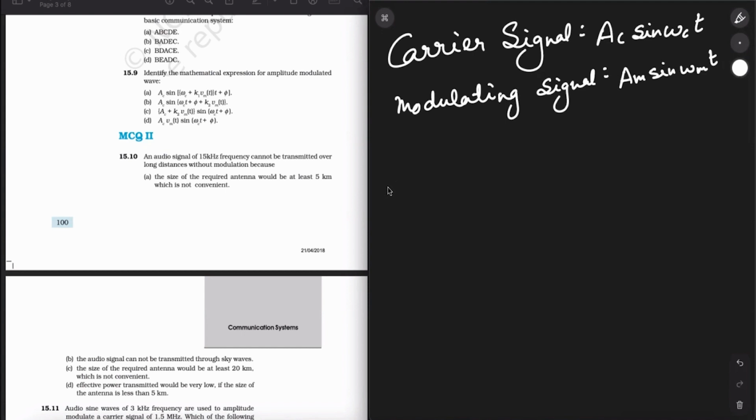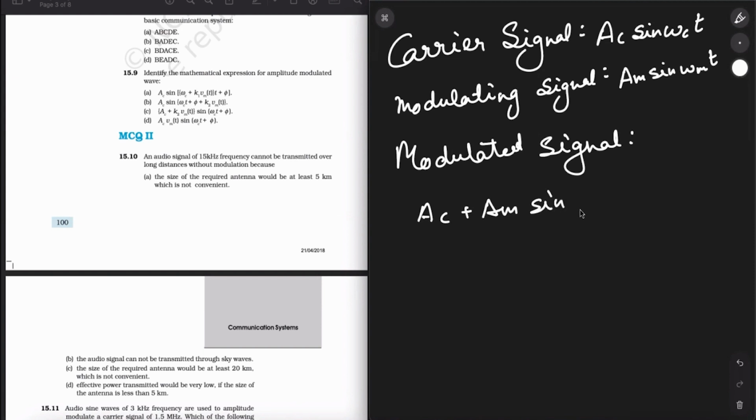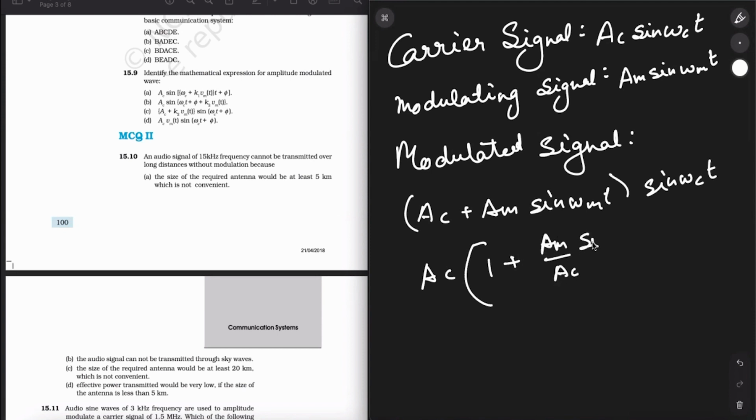All right. Now, if I want to write the modulated signal, I'll write it as (A_C + A_M sin ω_M t) sin ω_C t. All right. So this is how you write the amplitude modulated wave. Now, if I take this A_C common, 1 plus A_M upon A_C, modulating amplitude over carrier amplitude, sin ω_M t, whole times sin ω_C t.